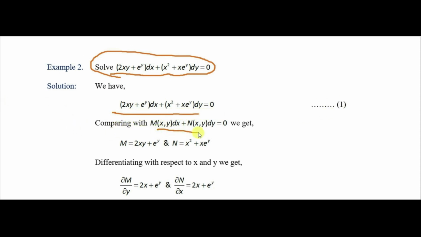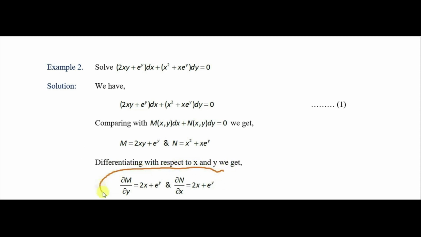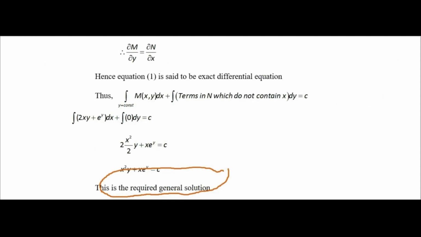Comparing with the general form M dx plus N dy, we get M equal to 2xy plus e to the power y and N equal to x square plus x e to the power y. So differentiate M with respect to y partially. The derivative of y is 1, the remaining term is 2x, and the derivative of e to the power y is e to the power y. Differentiating N with respect to x partially, we get the derivative of x square is twice x, and the derivative of x is 1 into e to the power y as it is. Again, if you observe these two terms, both have the same value. So we can write del M by del y is equal to del N by del x.